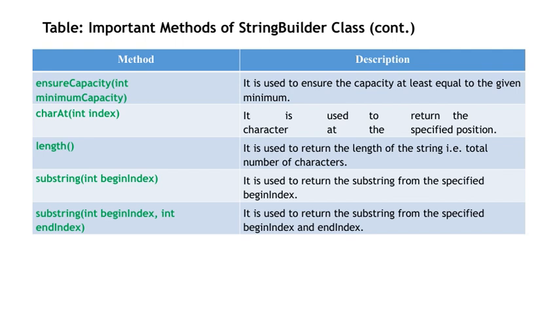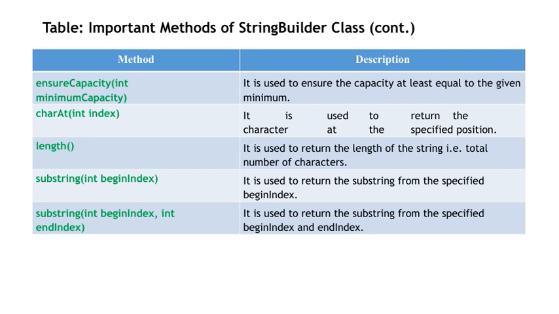Moving on, we have substring with just a begin index. This returns a new string starting from that position to the end of the original string. It's useful for extracting parts of a string when you know where to start. And finally, substring with both begin index and end index. This method returns a substring from the start index up to, but not including, the end index. It allows for precise extraction of string portions.